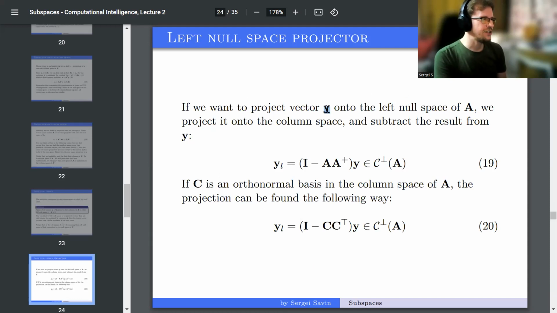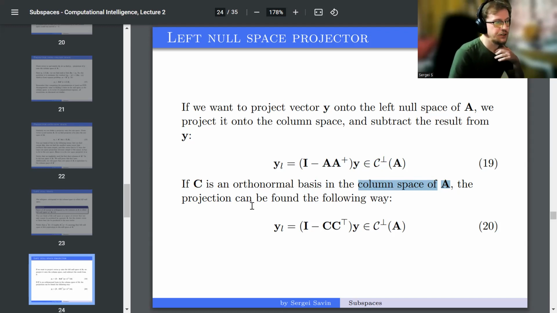So we want to project vector y onto the left null space of A. If we want to project it, first we project y onto the column space of A, and then subtract the result from y. So we just project y onto the column space, and the result we subtract from y. We get this expression here, and this would lie in the left null space. If C is an orthonormal basis in the column space of A, we can find the projection this way. Again, project y onto the column space, subtract from y. That's what we get.